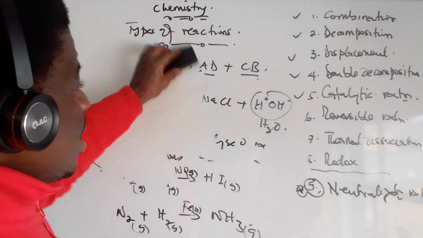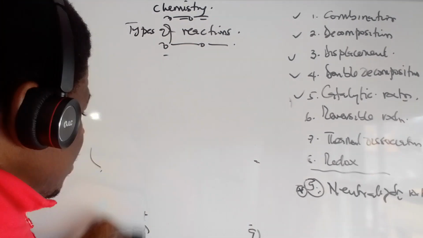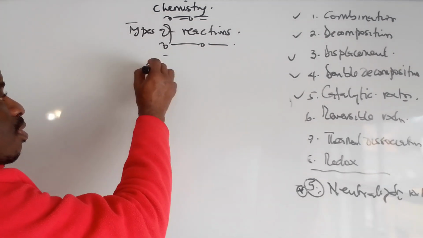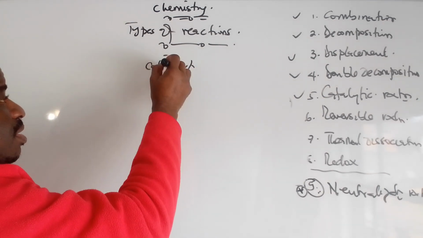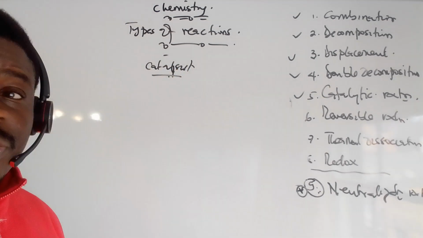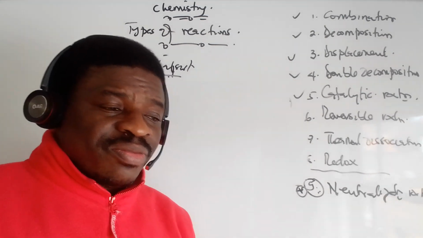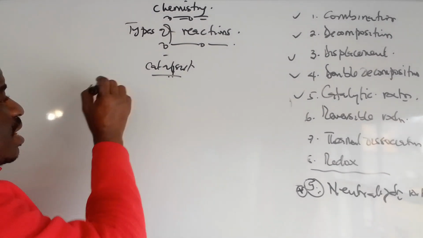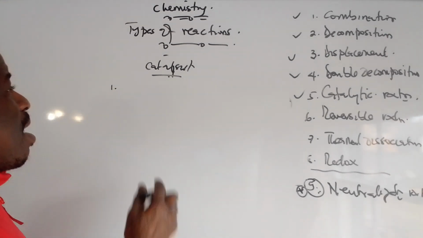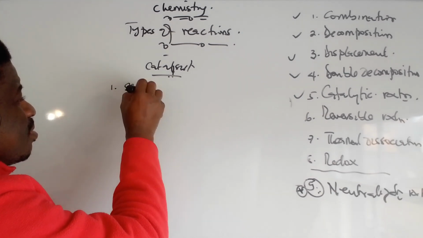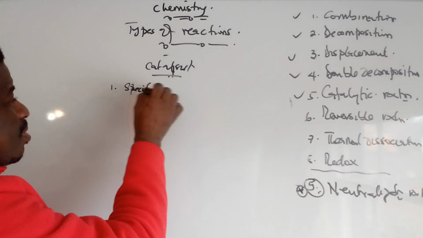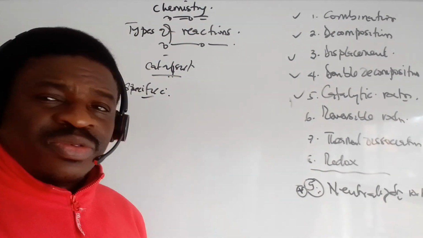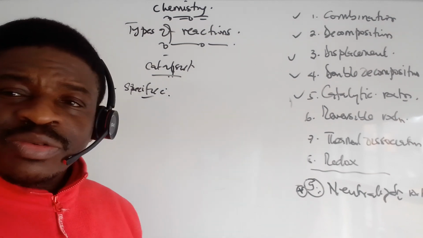Now, just to talk a little about catalyst. Catalysts have some properties. What are some of the properties of a catalyst? Number one is that catalysts are specific. When we say catalysts are specific, that is, they act on a substrate. They act on a type of reaction.